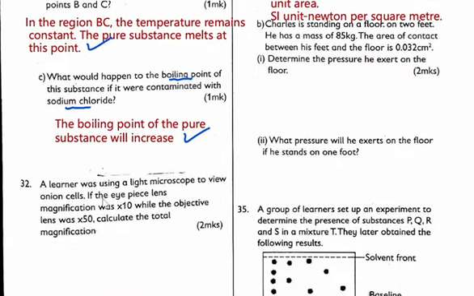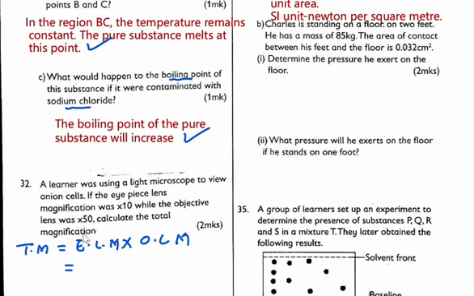A learner was using a light microscope to view onion cells. If the eyepiece lens magnification was times 10, while the objective lens was times 50, calculate the total magnification. So we know that, I'm going to use initials, total magnification, TM, is equal to eyepiece lens magnification multiplied by objective lens magnification.